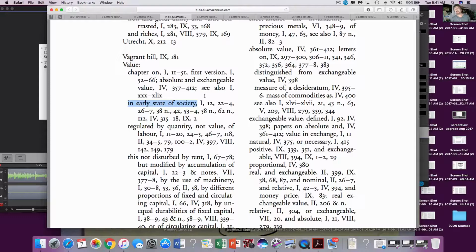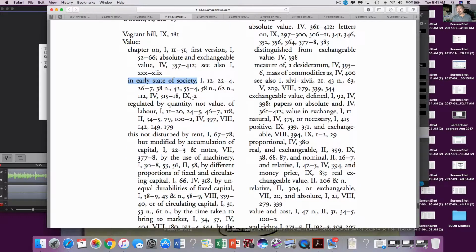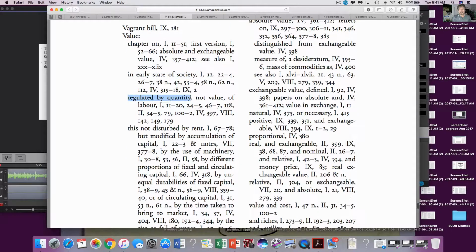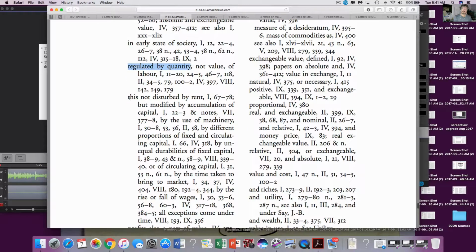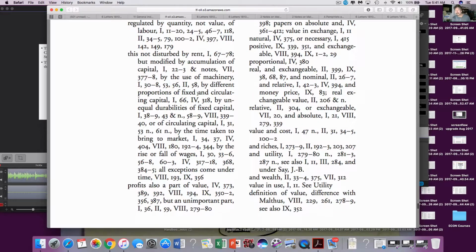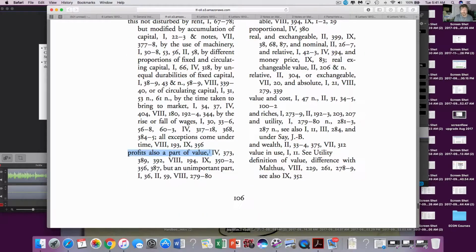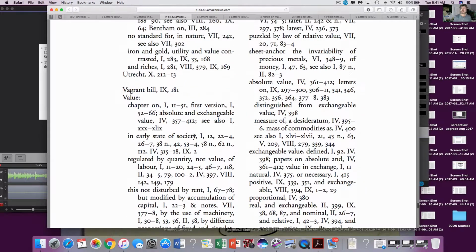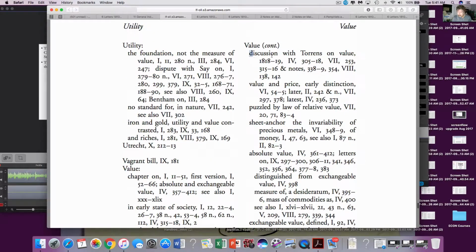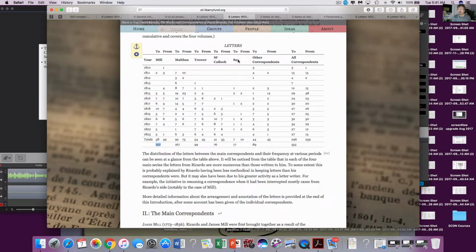In any event, what we're looking at here is the idea of the early and rude state that Ricardo talks about. Value regulated by the quantity, not the value of labor. Value is not disturbed by rent. Profits are also part of the value, right? Discussions with Torrens on value. There are some of the letters you can see here. The letters to other correspondents are going to be for Torrens. And then Sraffa has the letters on Torrens there.